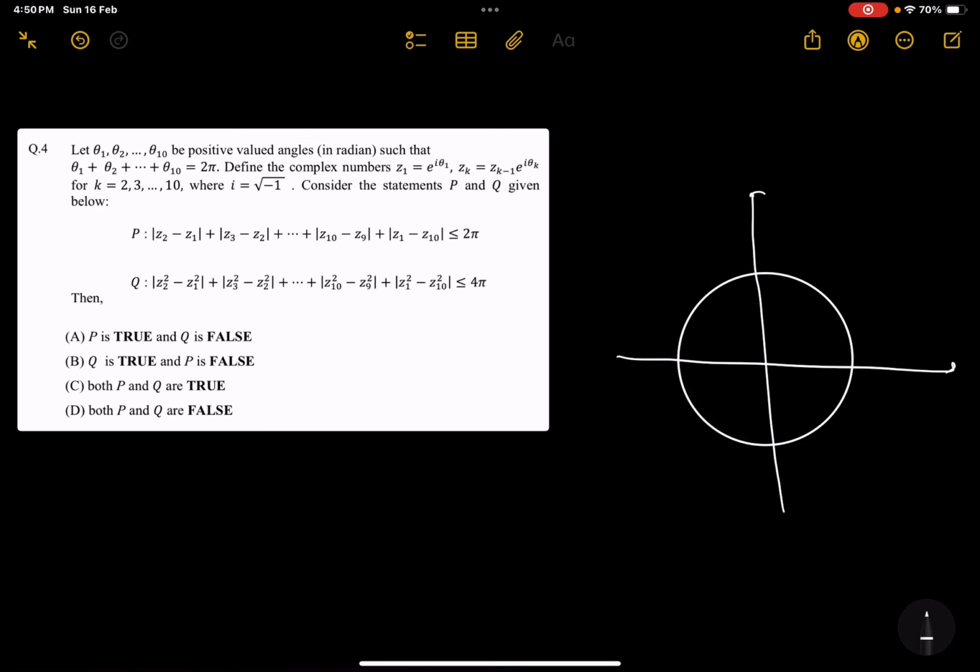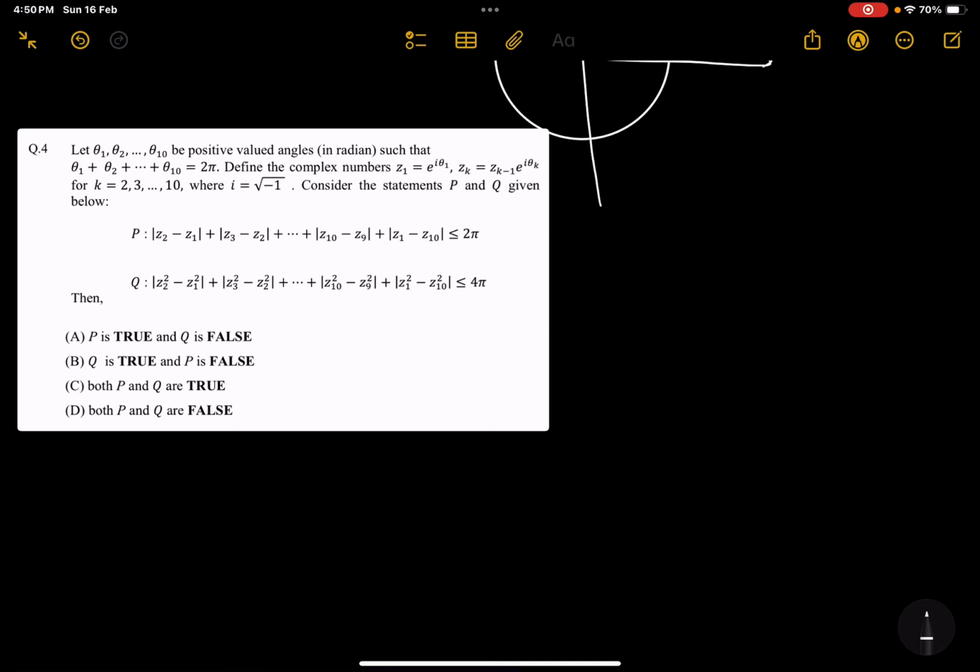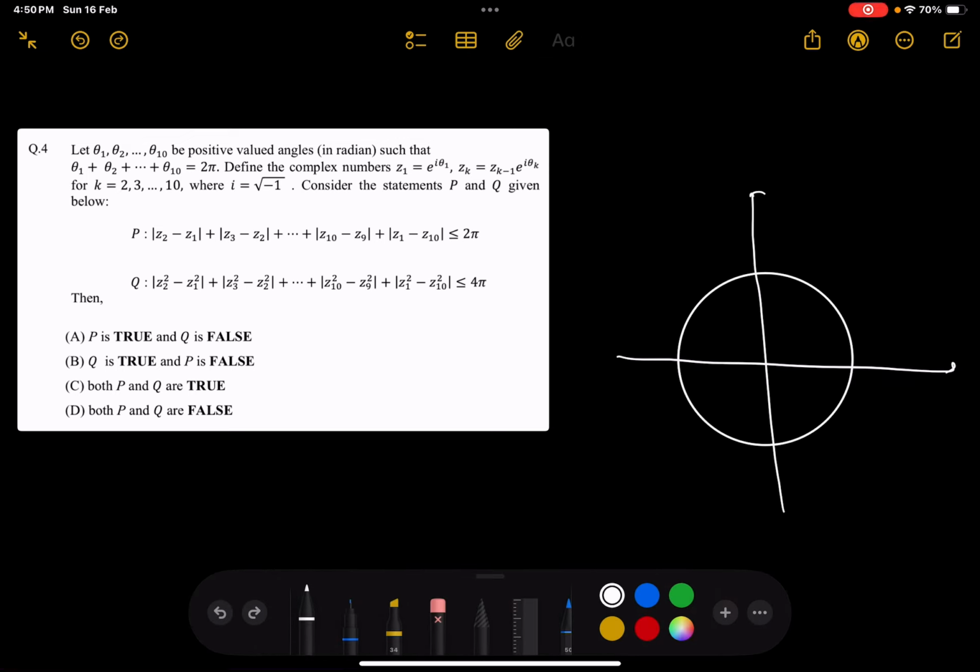Then z1 is this point, at an angle theta 1. Then z2 is e to the power iota theta 2 into e to the power iota theta 1. It simply becomes e to the power iota (theta 1 plus theta 2). This is the point z2, with this angle being theta 2. Similarly, z3 would be this point, and so on.